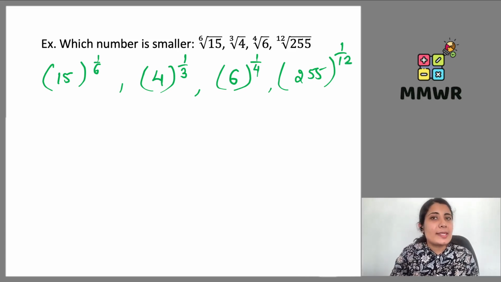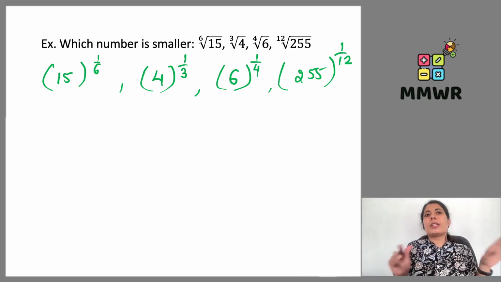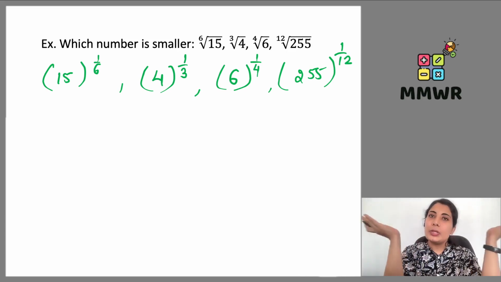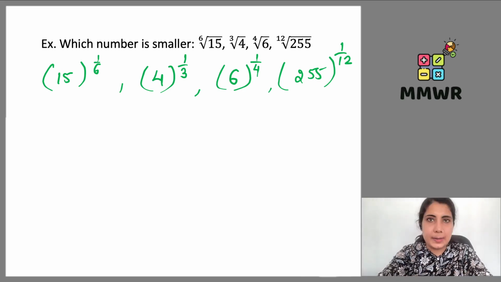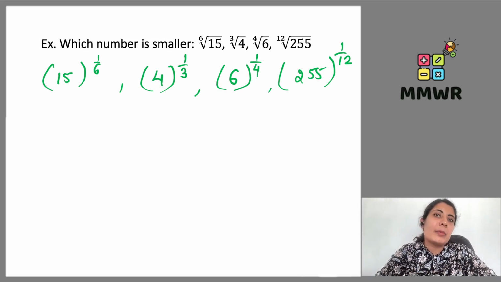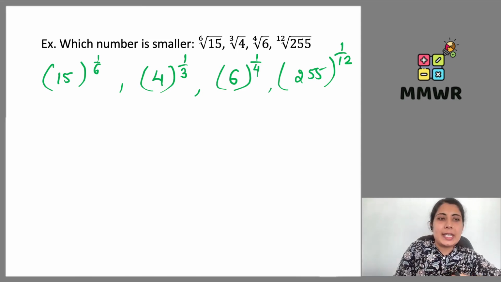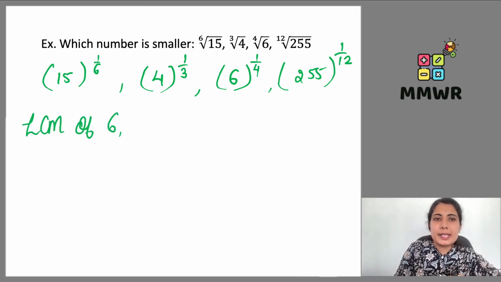Now, as I was saying before, is it possible for us to make the denominator same? Of course not. So let's try to make the powers same. अब powers same करने का मतलब ये होता है हमको powers का LCM लेना है. Power में किसका 1 by 6, 1 by 3, 1 by 4, 1 by 12 का नहीं. Only of the denominators. So we'll take LCM of 6, 3, 4, 12, which is 12 only.